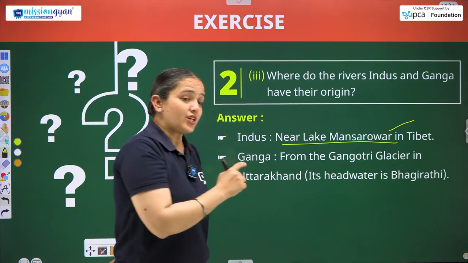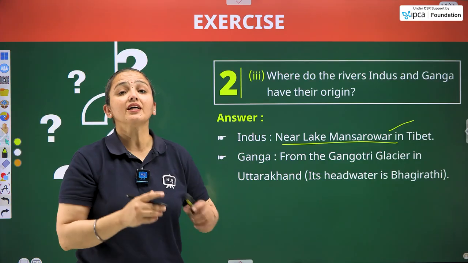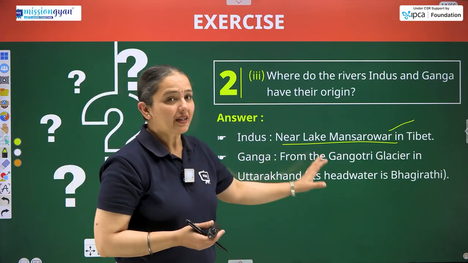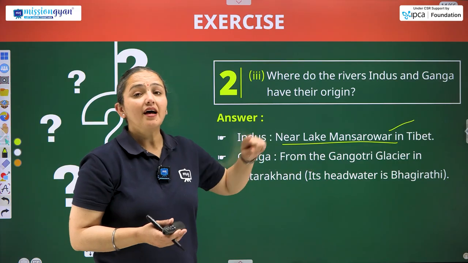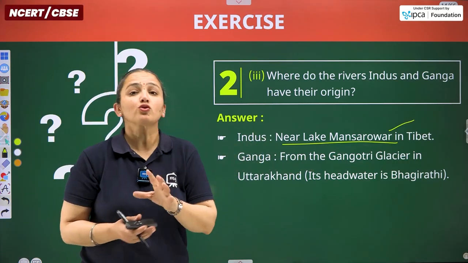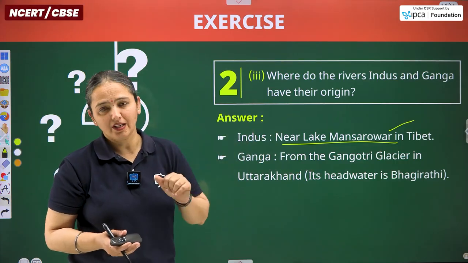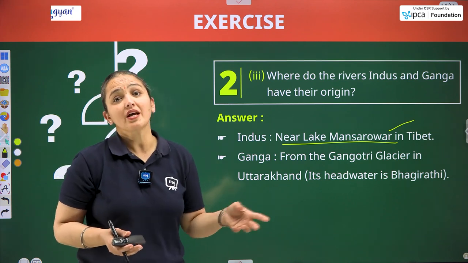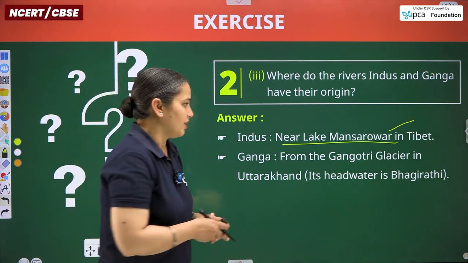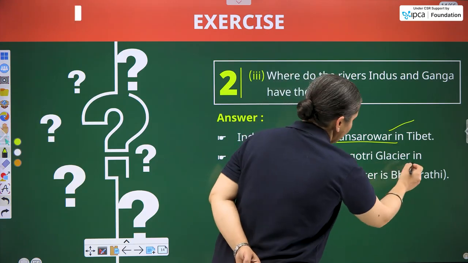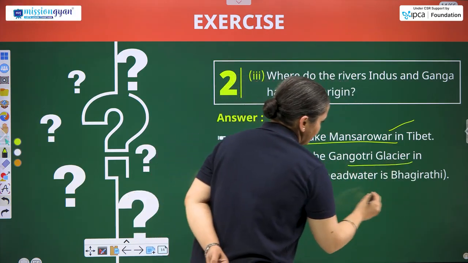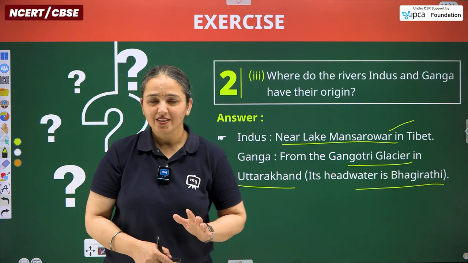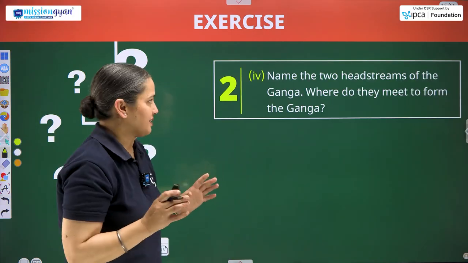The indirect origin is of the Ganga river, because Ganga river's headwater comes in the form of the Bhagirathi river, which has its water source back at the Gangotri glacier. So Ganga does not originate from the Himalayas, although its headwater comes from there. So from the Gangotri glacier in Uttarakhand, its headwater is Bhagirathi. I have already stated this during the discussion of the chapter itself.